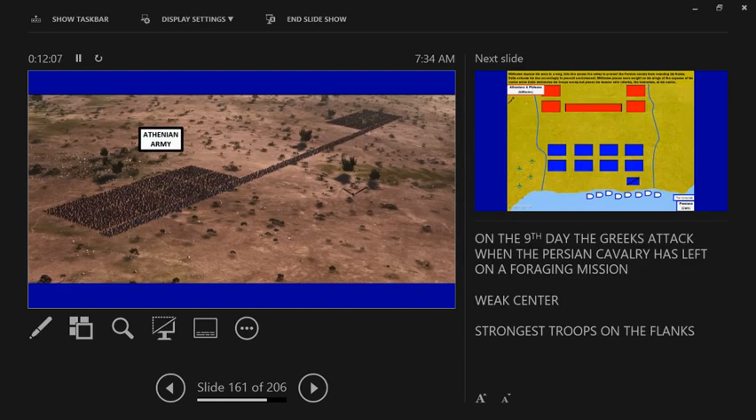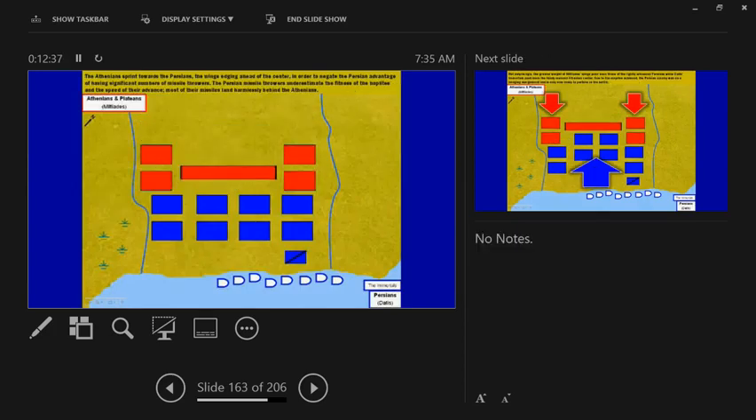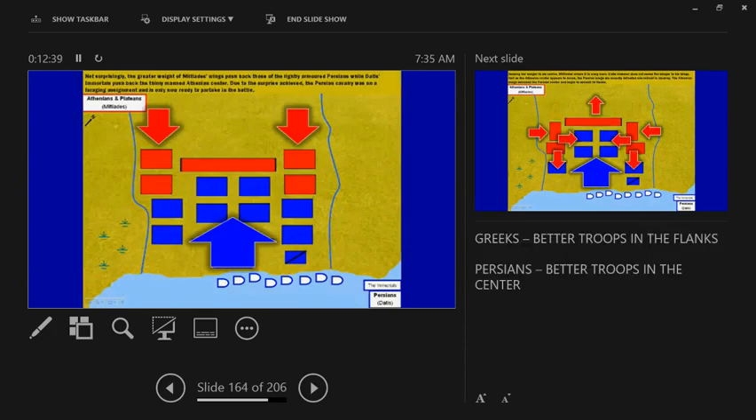Now, notice how they are wider. They have much more troops on the outer flanks, and the inner area is very, very thin of troops, and their best troops are on the outsides. This is to stop a cavalry advance. But at this particular time, the Persians' cavalry is away for some reason. So the Greeks start their advance, and it happens just like you would expect.